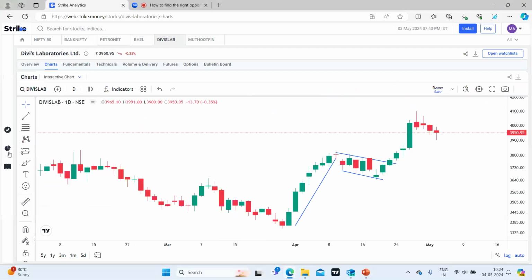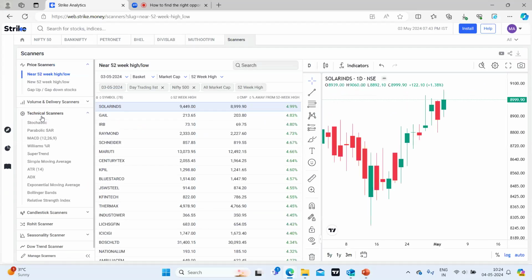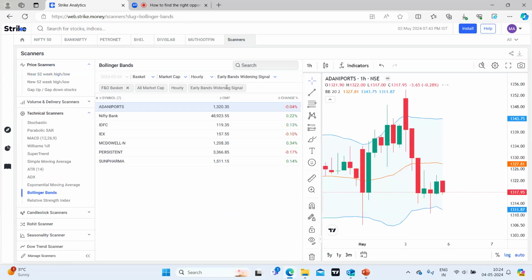If anybody is using Strike, you will know there is a scanner option in the discover section, right? In that there is a technical scanner. In the technical scanner, Bollinger Bands. So this scanner we use on an F&O basket, although we can use any number of baskets: all indices, all sectoral indices, even the total market. We can use it on hourly, daily, weekly, monthly.